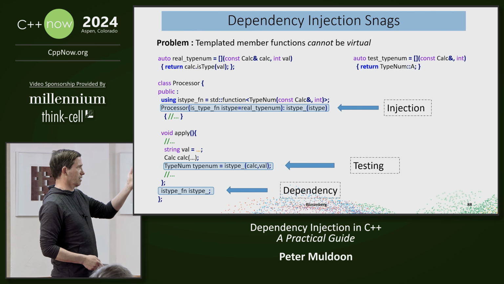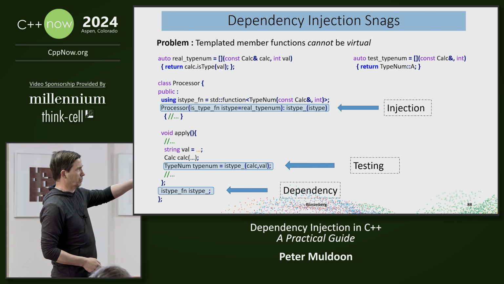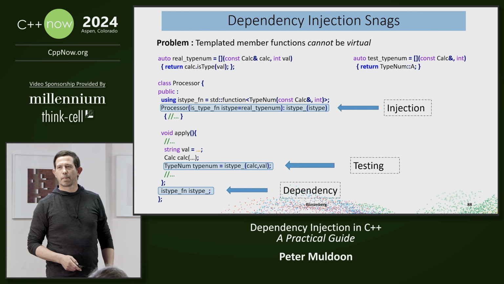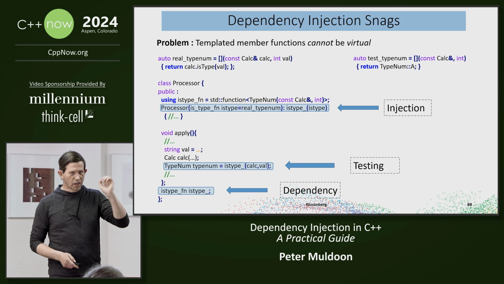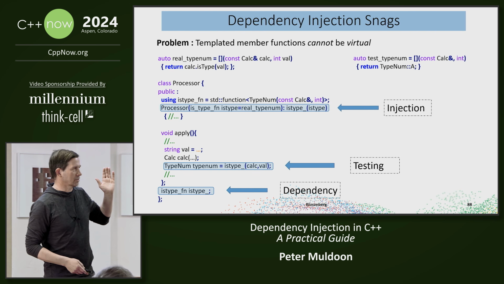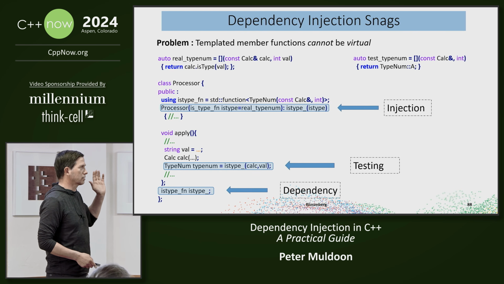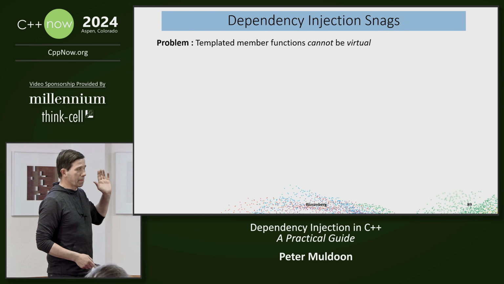And for testing, I can say, instead of all that nasty business with singletons, just return me type num A and make sure there's type num A stuff and do type num B stuff. All right, so now I have dependency injection here. So that's how you solve it.